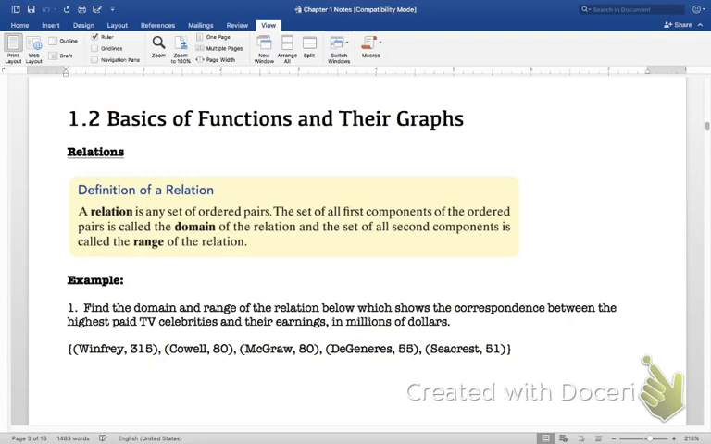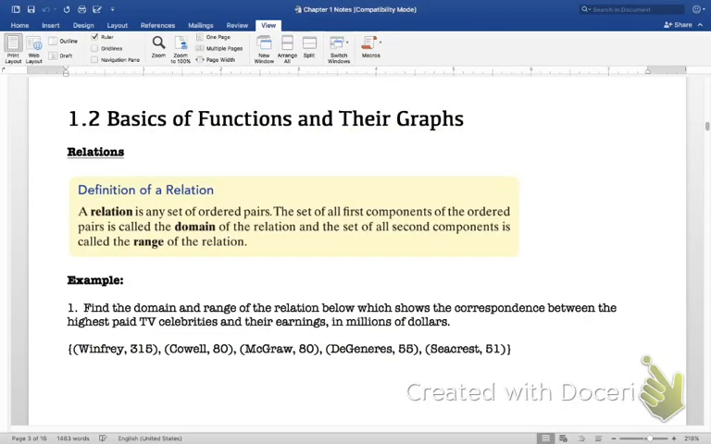A relation is basically just an ordered pair. It doesn't have to be numerical. In the example at the bottom, it says find the domain and the range of the relation below, which shows a correspondence between highest paid TV celebrities and their earnings. Oprah Winfrey is 315 million. Simon Cowell is 80 million. I'm assuming that's Tim McGraw is 80 million. Ellen DeGeneres 55 million, and Ryan Seacrest is 51 million.